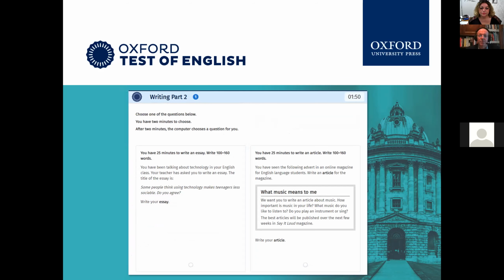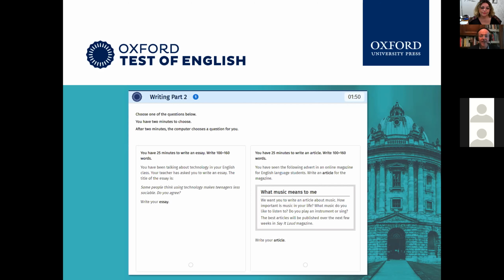Then the second part of writing is a little bit longer. You have 25 minutes to write 100 to 160 words. Here, there's nothing illuminated or highlighted in pink to help you because you've just done that in writing 1. But you do have a choice. You can decide if you want to do an essay or if you want to do something more creative.